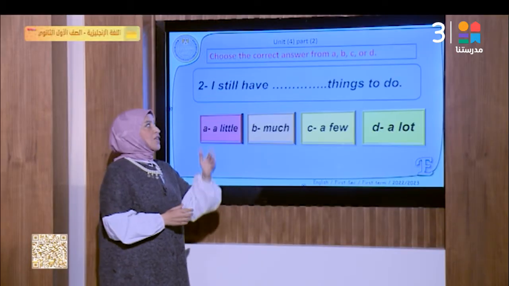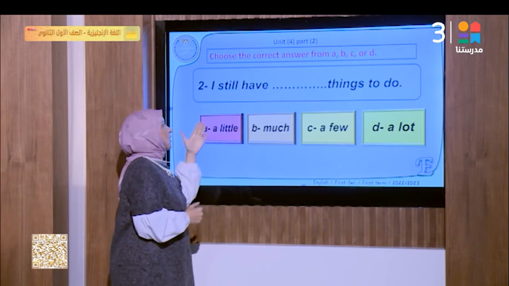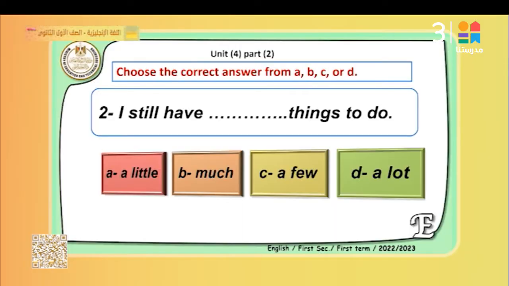Question number 2, I still have things to do. Look at the word things with the letter S here. It's a plural. So it's a countable noun. It's not uncountable. So can we use a little? Of course not. Can we use much? Of course not. These are used with uncountable. We can use a few or a lot. So I still have a few things to do.